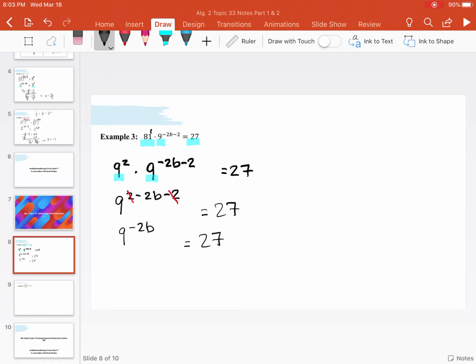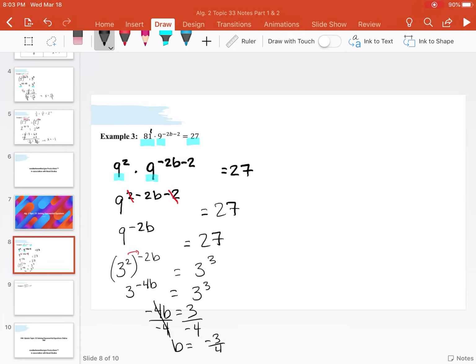Now if we think about a common base for both 9 and 27, that would be 3. So 9 is 3 squared raised to the negative 2b, and 27 is 3 cubed. So on the left-hand side, we'd get 3 to the negative 4b, because remember when we have a power raised to a power, we get to multiply. And that would equal 3 to the third. So here, now that we have the same base, we can set the exponents equal. Negative 4b equals 3. Divide both sides by negative 4. So b equals negative 3/4.